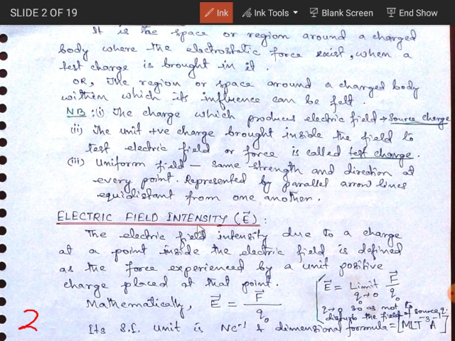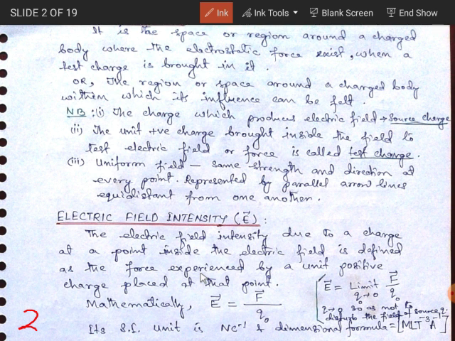How strong the electric field is due to that given charge at that particular point will mean the electric field intensity. But generally we say electric field simply to represent electric field intensity, right? Yes, the electric field intensity due to a charge at a point inside the electric field is defined as the force on a unit positive charge placed at that point. So the electric field intensity at a point inside the electric field is defined as the force per unit charge. Got it?